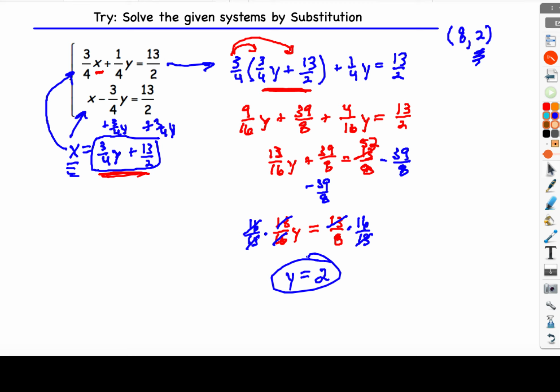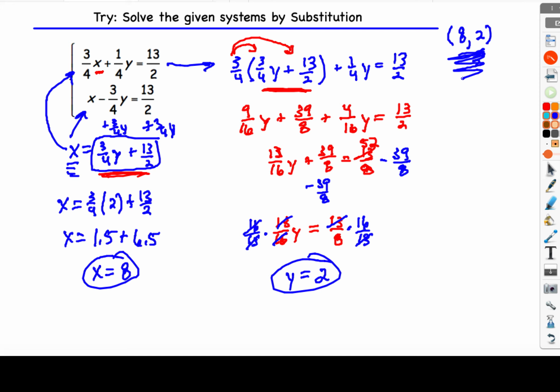Now, there's a little fraction work there, but I would argue that that was probably a little bit easier, other than the fractions, right? This basic arithmetic was a little easier than trying to figure out how to graph those messy equations. All we need to do now is insert our y back in here, and notice we have a nice equation, x equals 3/4 times 2 plus 13/2. So therefore x equals 6/4, or 1.5, plus 13 halves, which is actually 6.5, and x equals 8. Again, just like we thought it should be in our answer up there.